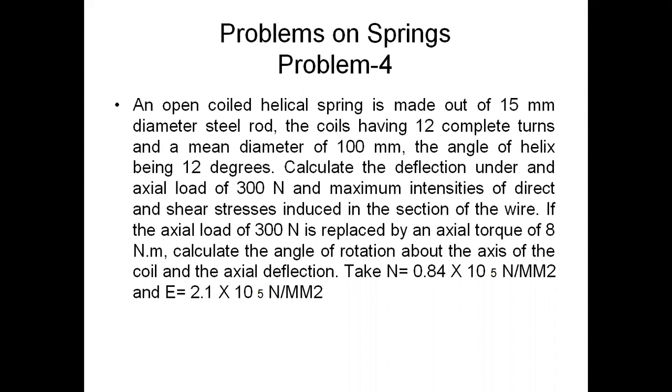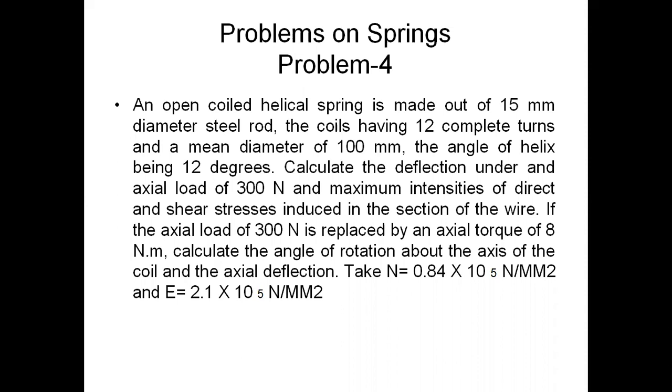So calculate the deflection under an axial load of 300 Newton and the maximum intensities of direct and shear stresses induced in the section of the wire. If the axial load of 300 Newton is replaced by an axial torque of 8 Newton meter, calculate the angle of rotation about the axis of the coil and the axial deflection. Take N, the modulus of rigidity, as 0.84 into 10 power 5 Newton per mm square, and the modulus of elasticity E as 2.1 into 10 power 5 Newton per mm square. So this is the problem given.